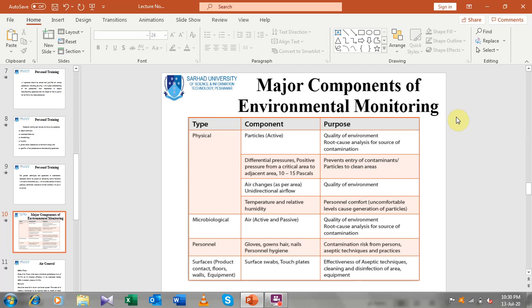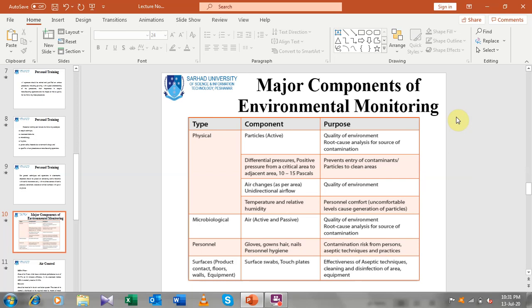If the temperature is more, not within the limit, and relative humidity is not within the limit, there is an issue. Not only that, the product specification, the product requirement for the specific area, has a specific temperature and relative humidity. For decreasing the temperature, there is the HVAC system, that is the heating, ventilation and air conditioning system, which is installed in pharmaceutical industries wherever necessary, so temperature, humidity and ventilation are controlled. The second one is microbiological, that I have told you about the air, active and passive air. The purpose of microbiological control is to maintain the quality of the environment and root cause analysis of the source of contamination.